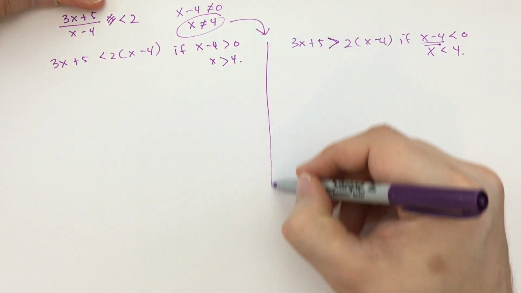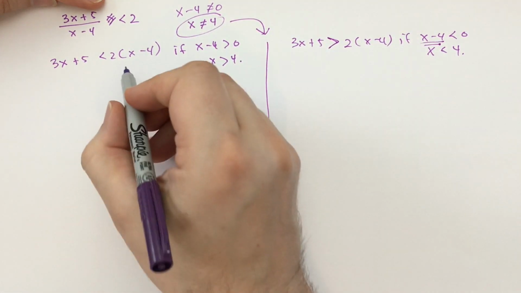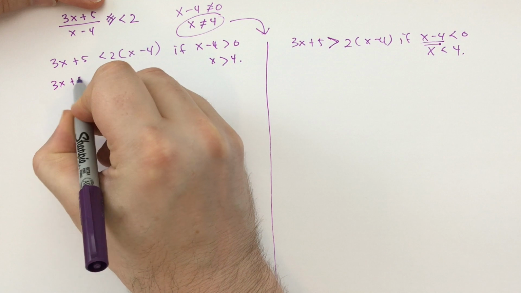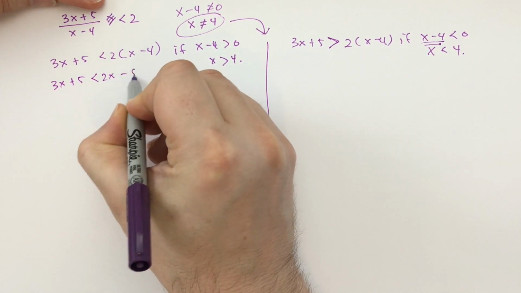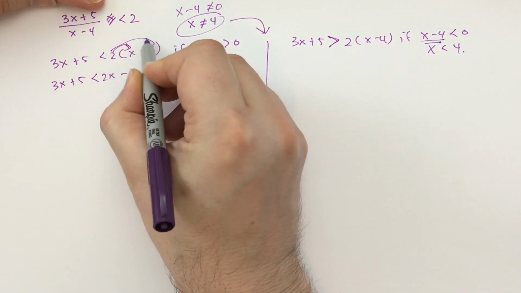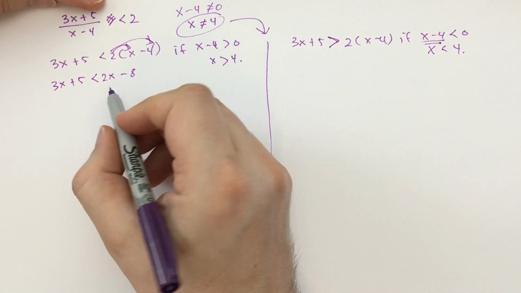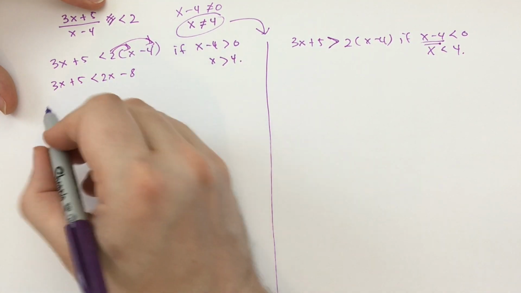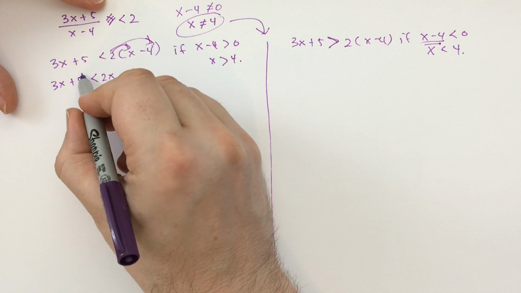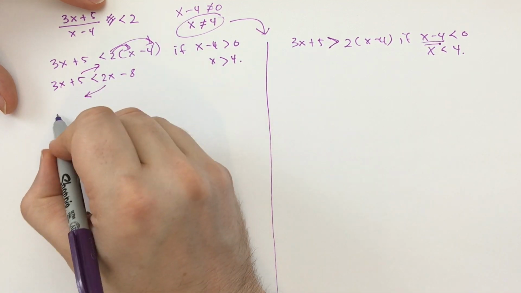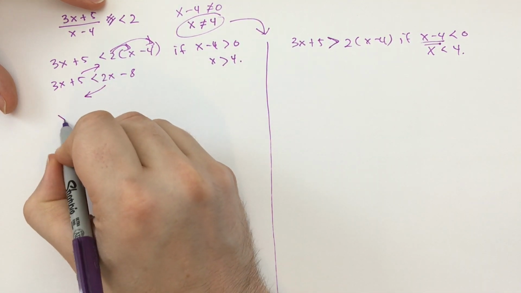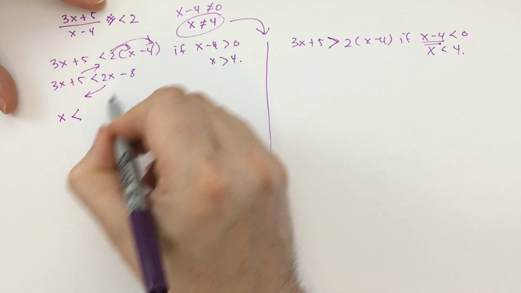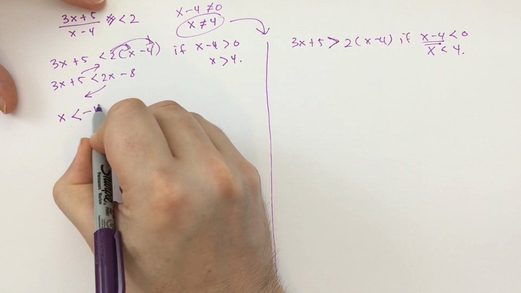Okay, so I'm going to draw a line down here. We're going to solve this side. So we have 3x plus 5 is less than 2x minus 8. Remember the distribution rule. You've got to multiply this 2 by both terms, okay? So let's move the 2x this way. Let's move the 5 that way. So we have 3x minus 2x because it's crossing the side. We have x is less than, and we have minus 8 minus 5, so that's minus 13.